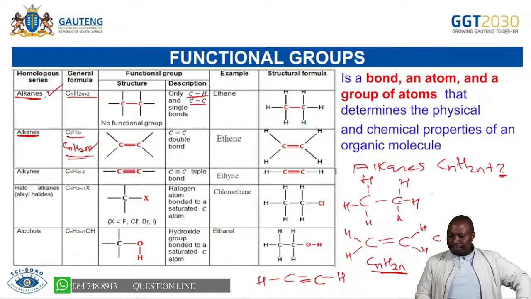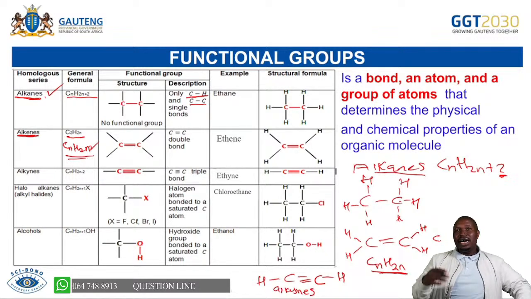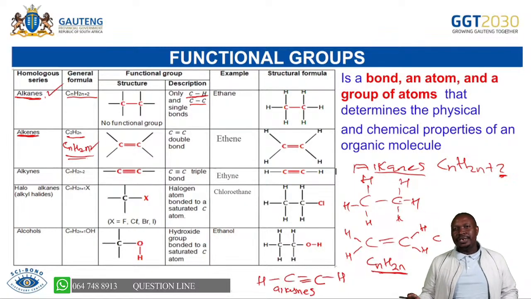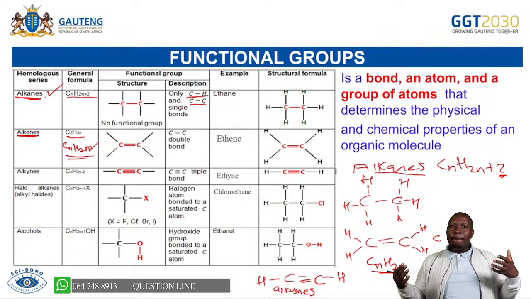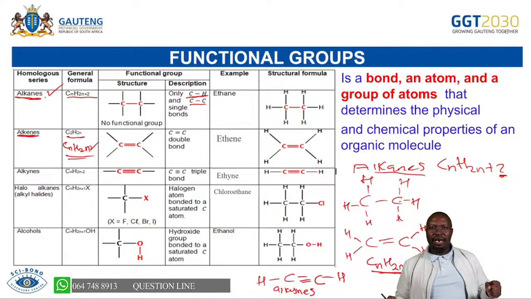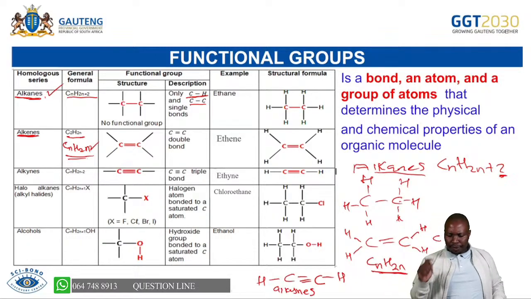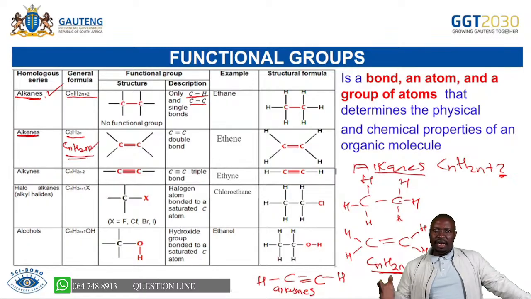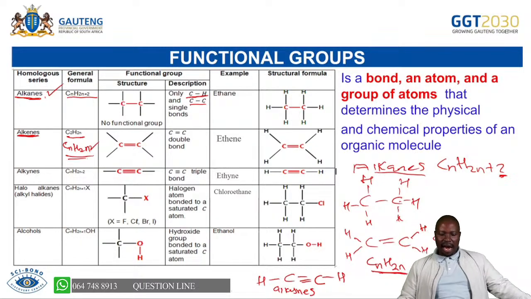We said the first one was alkanes, the second one is alkenes, and the third one we're going to call alkynes. So alkynes have carbon-carbon triple bonds. Alkenes have carbon-carbon double bonds. Alkanes have no multiple bonds between carbon atoms. Now, that is important because we are going to define saturated and unsaturated hydrocarbons.